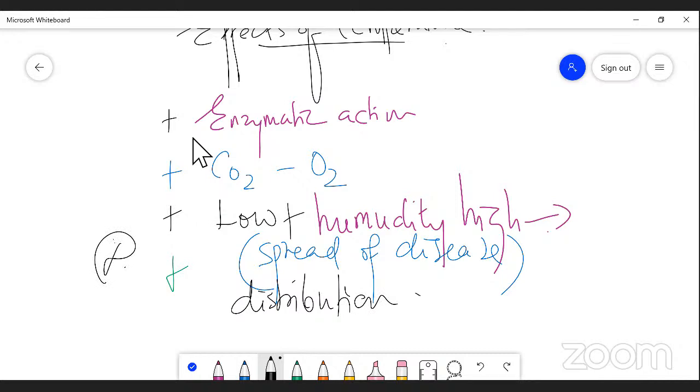I repeat it again. It affects enzymatic action in all living systems, including plants, from prokaryotes to eukaryotes. Second, it influences CO2 and O2 solubility in the living system. Third, it causes disease due to low temperature with high humidity in the atmosphere, and the varying temperature in the atmosphere leads to a distribution of vegetation from one place to another place, right? So this is simply something about the effects of temperature.